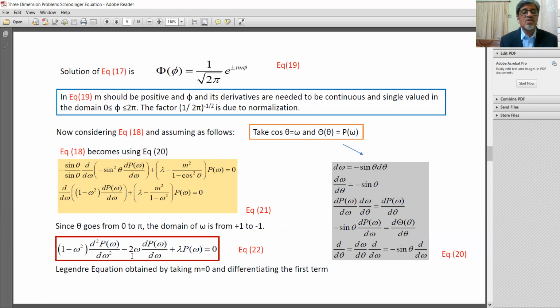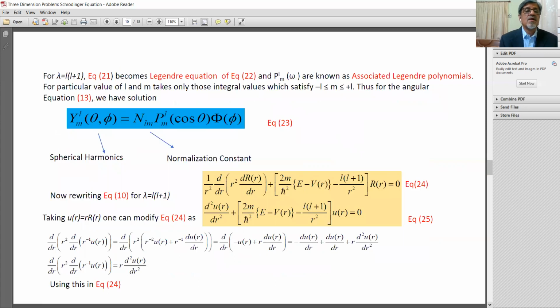And equation number 22 is known as the Legendre equation, obtained by taking m equal to 0. If you take m equal to 0, only the lambda term remains, and that is the Legendre differential equation or Legendre equation. It is a very popular equation. Now, for lambda equal to L times L plus 1, equation number 21 becomes the Legendre equation, equation number 22, and P L omega are known as associated Legendre polynomials. For a particular value of L, M takes only those integral values which satisfy minus L less than or equal to M less than or equal to plus L. And thus for the angular equation 13, we can write the solution.